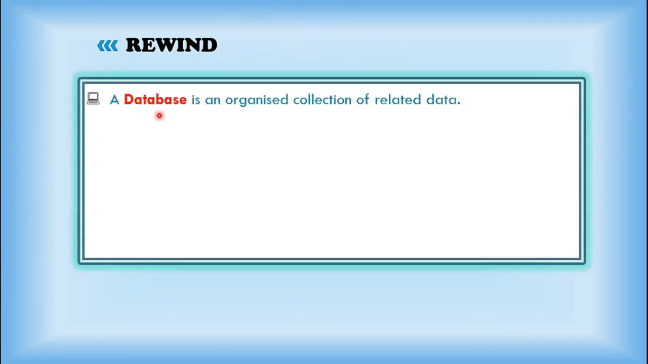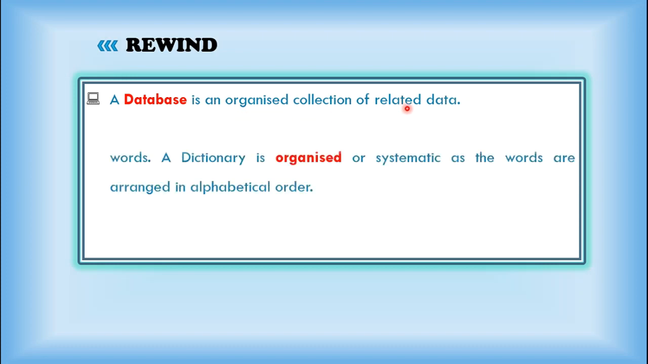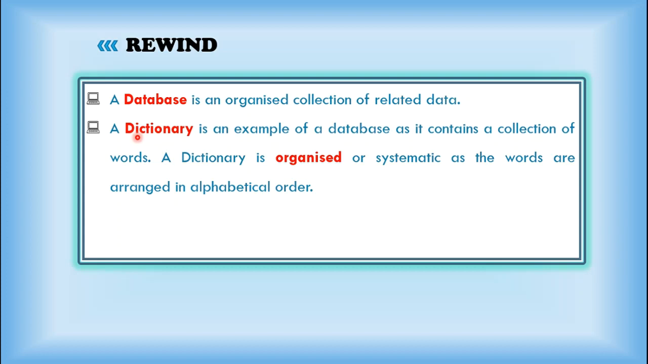In the last lecture, we discussed what is a database. A database is an organized collection of related data. A dictionary is an example of a database as it contains a collection of words. A dictionary is organized or systematic as the words are arranged in alphabetical order. I hope you now understand why we say a database is an organized collection of related data.